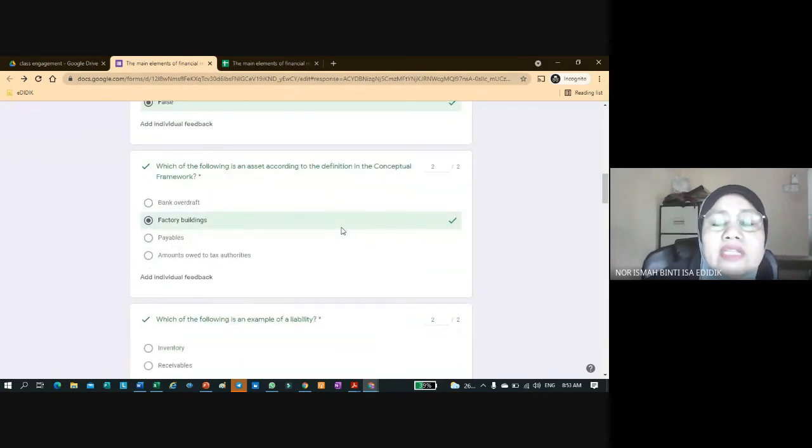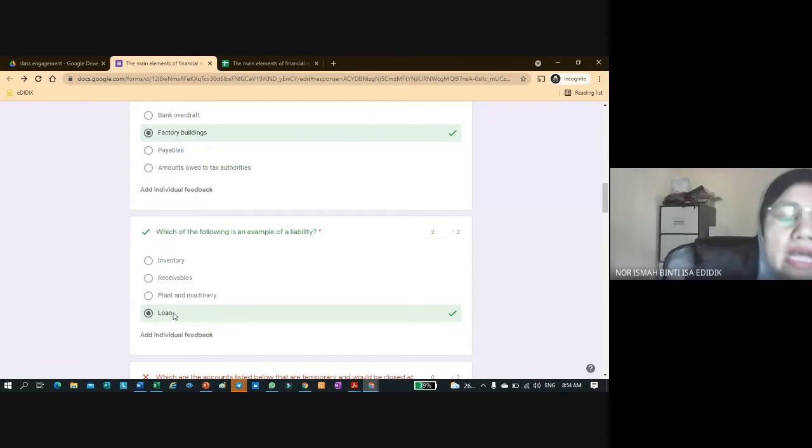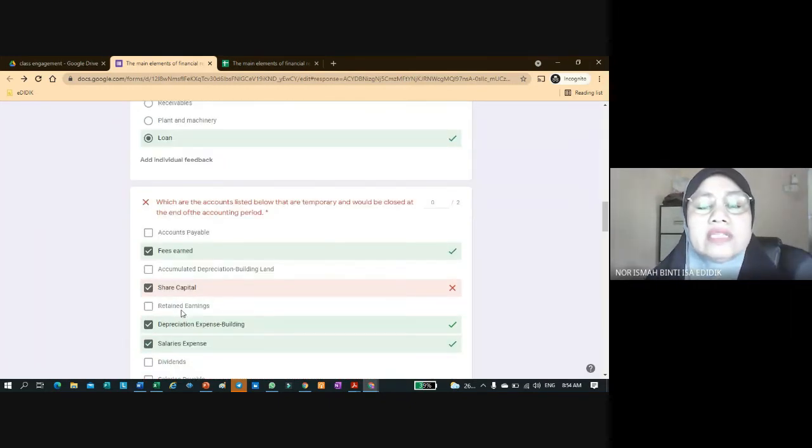Kemudian, which of the following, this is very simple. Bank overdraft is a liability. Factory building, this is an asset. Payable is a liability. Amount owed to tax authority is a liability. So the answer is factory building. Which of the following is an example of liability? Inventory is an asset, receivable is an asset, plant and machinery is an asset. So this is a loan. Loan is a liability.